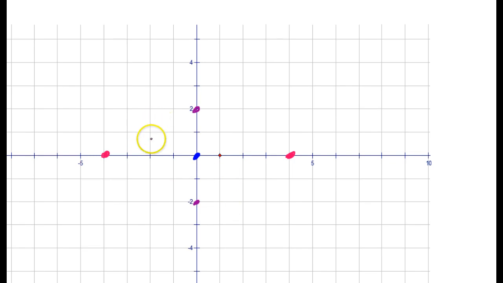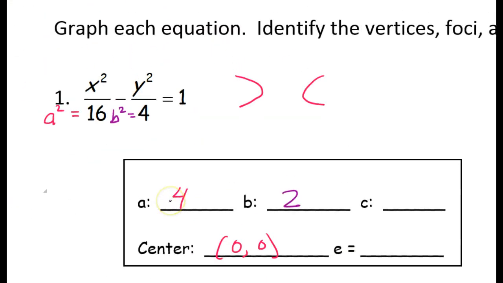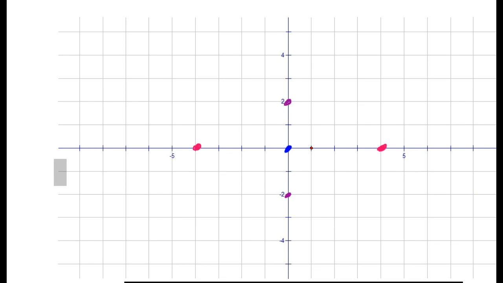Now, a hyperbola has asymptotes. The way we can find the asymptotes is by drawing a rectangle. Draw the rectangle that contains the vertices and the co-vertices. Make it dotted because this is definitely not part of the hyperbola. This is just a guide. Now, the diagonals of the rectangle that we just drew will be where the asymptotes go.